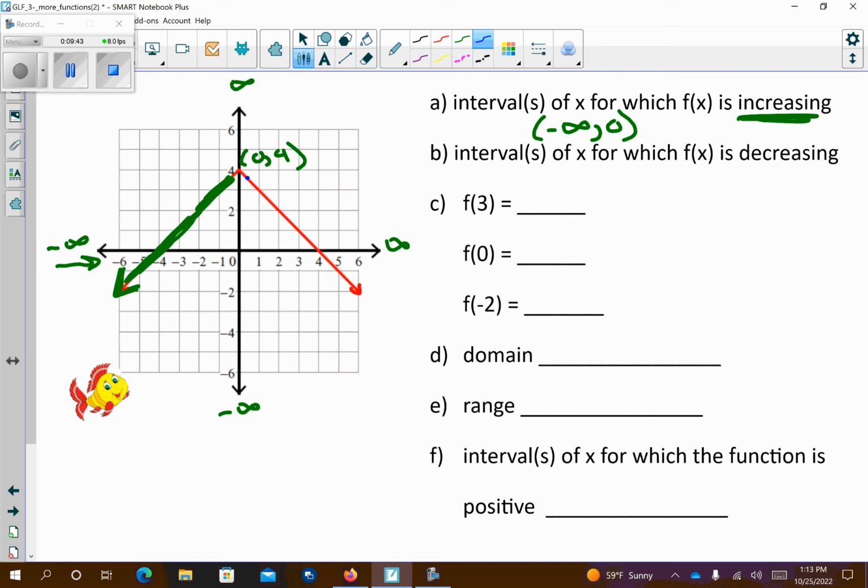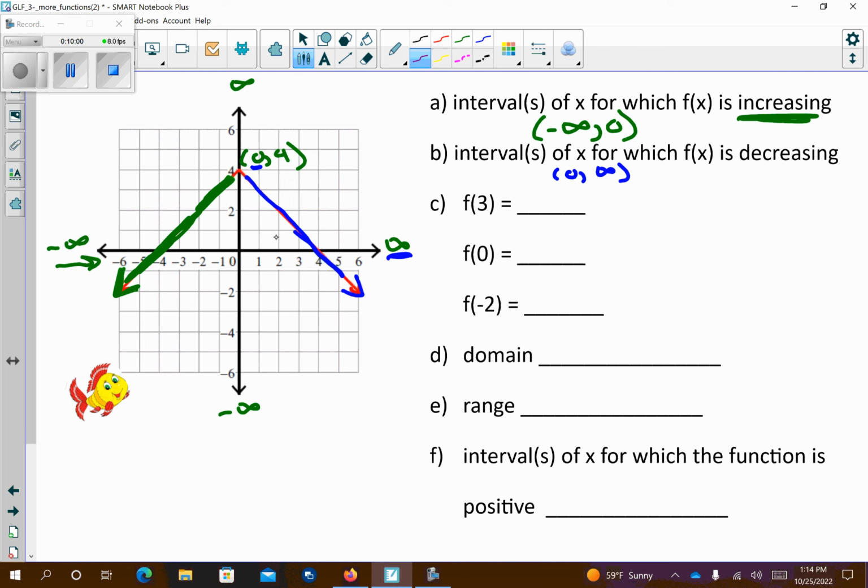Now I'm going to show where it's decreasing. It's decreasing over here. As I go to the right, it goes down. And remember, there's an arrow still there. So where it's decreasing, it's going from 0 to infinity. And you're talking about this infinity because you're talking about the x direction.